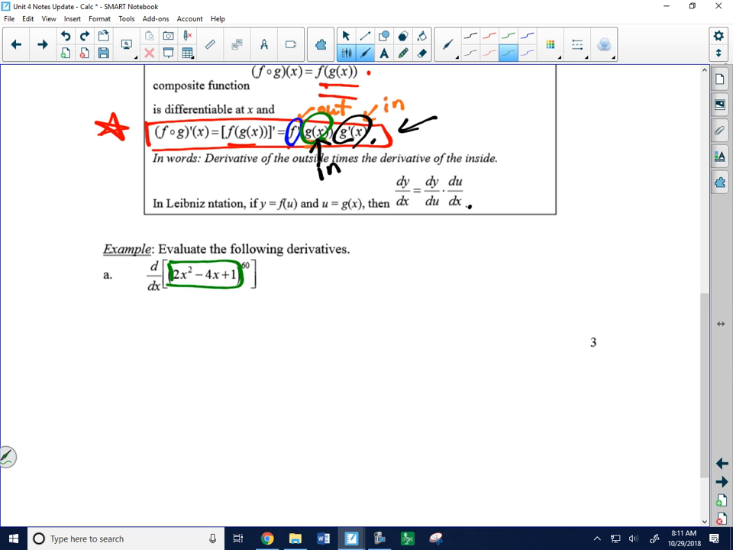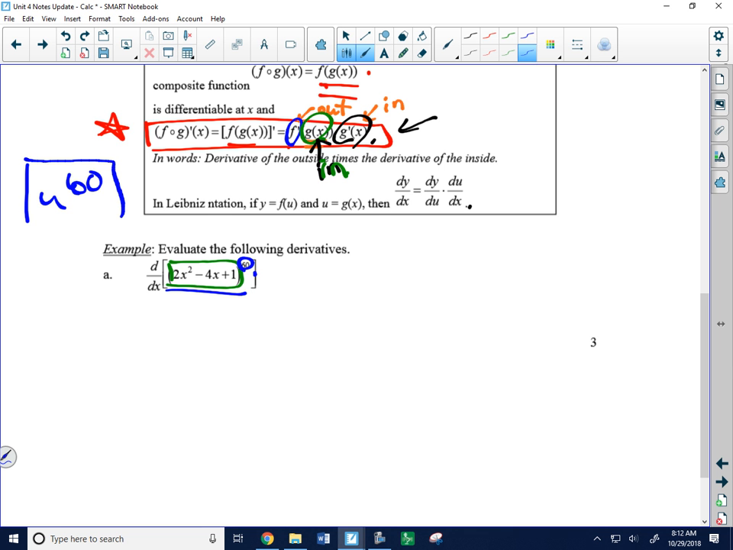Outlined in green, that's the inside function. There's a composition. That's the inside. Let's put it in blue here. The outside function is something to the 60th power. I'm not going to say x to the 60th. We use a different variable. We normally call it u. The outside function is really u to the 60th, something to the 60th power.